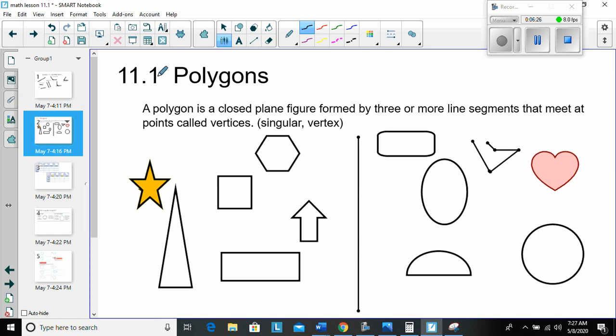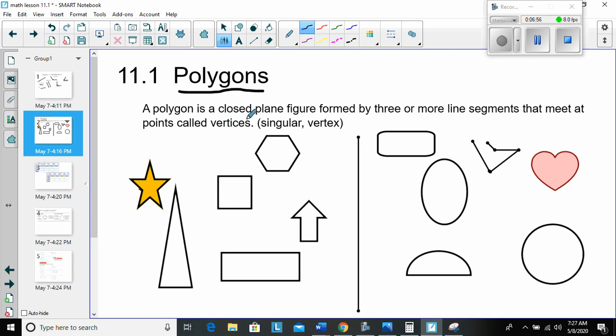All right, so 11.1 is about polygons, and a lot of people are like, polygons? What's a polygon? I put it right here. A polygon is a closed plane figure. Okay, closed, I'm going to go over that in just a second. Plane means flat. Okay, so flat figure. It's a flat shape. A lot of these over here are polygons.